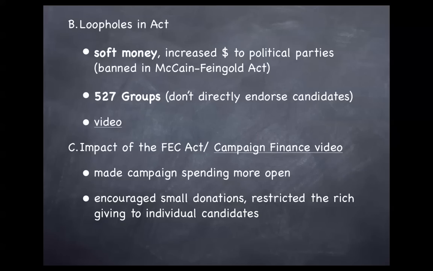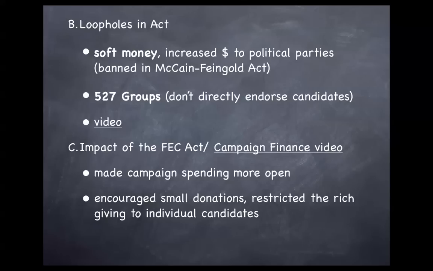There are some loopholes to the act. Early on, soft money was one of the loopholes, where you could give an unlimited amount of money to a political party. Instead of giving it directly to the candidate, which would be hard money, soft money is giving the money to the party that the nominee was from, and then they could use that money for voter registration and ads to help out the candidate of their party. The McCain-Feingold Act banned that. They got rid of that loophole.